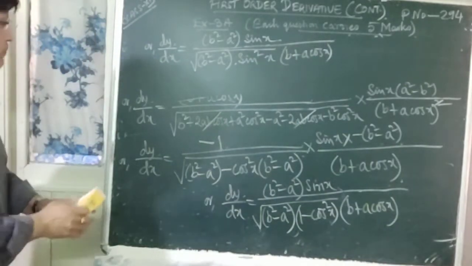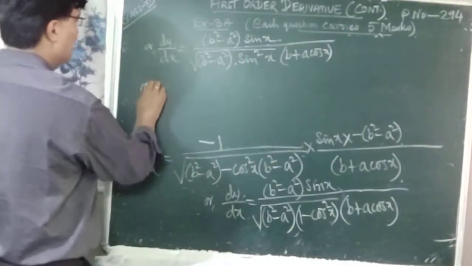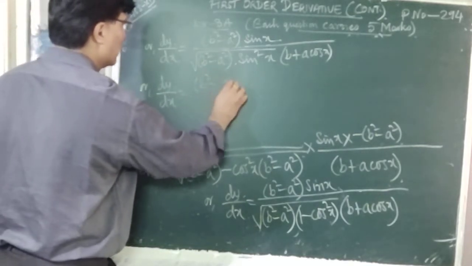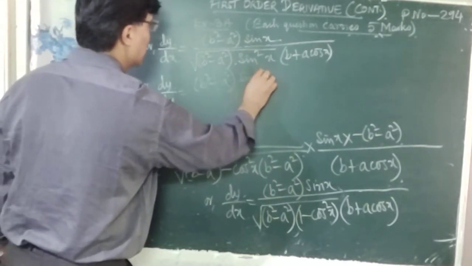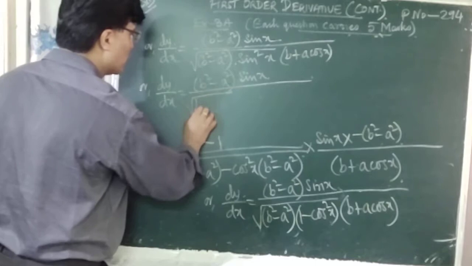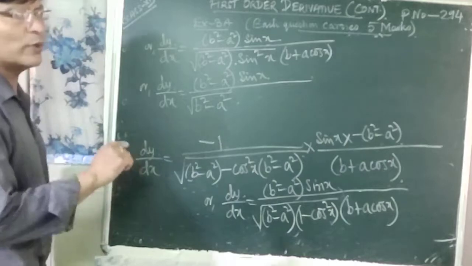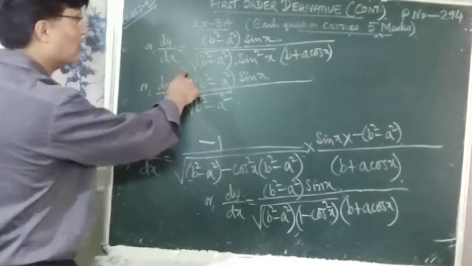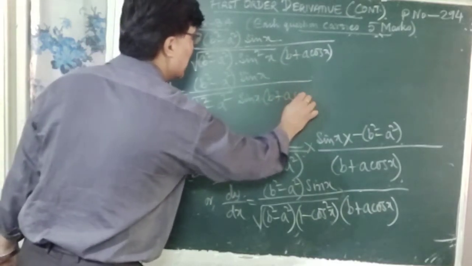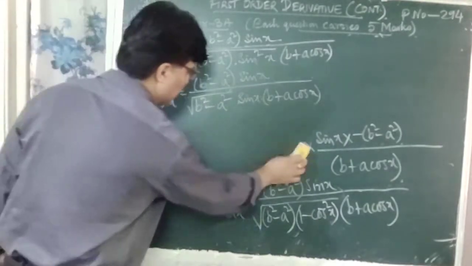Is it understood now? So let us simplify further now. Or dy by dx is equal to b square minus a square into sin x divided by, in the denominator, so within square root there will be only this expression, that is root over b square minus a square into, what is square root of sin square x? That is only sin x, isn't it? That is only sin x into b plus a cos x. Is that clear now?